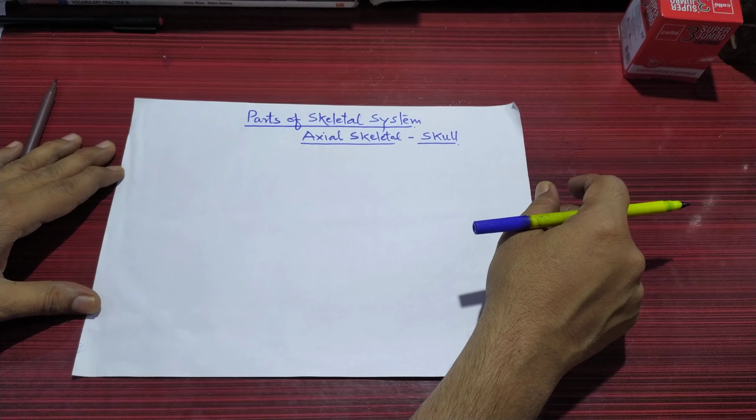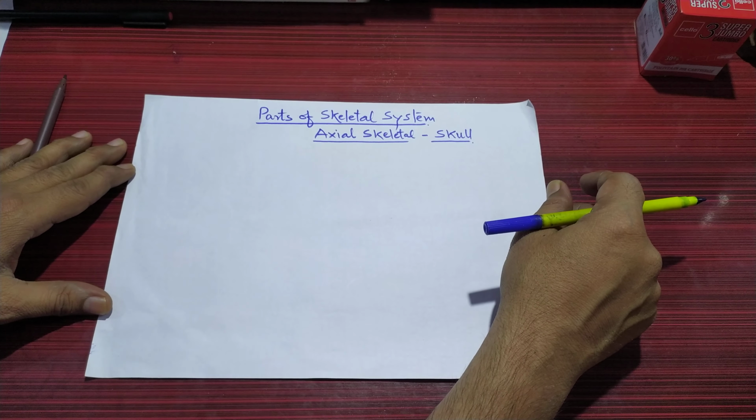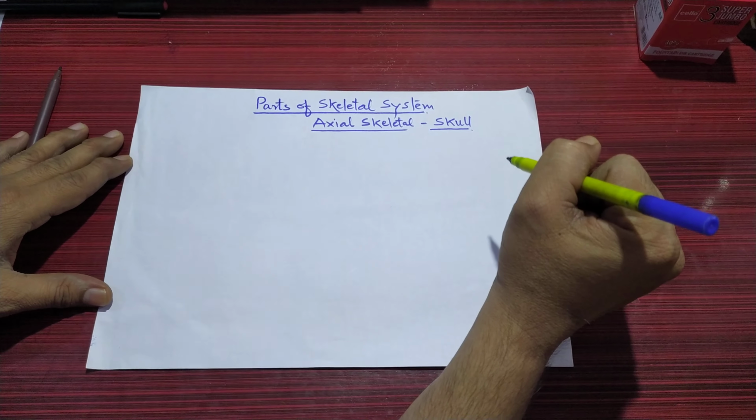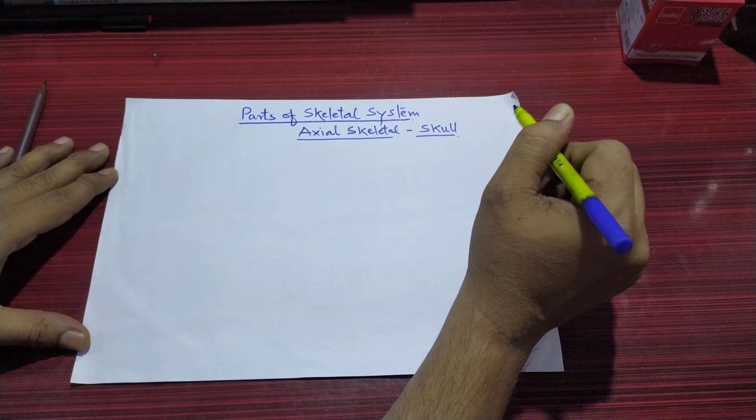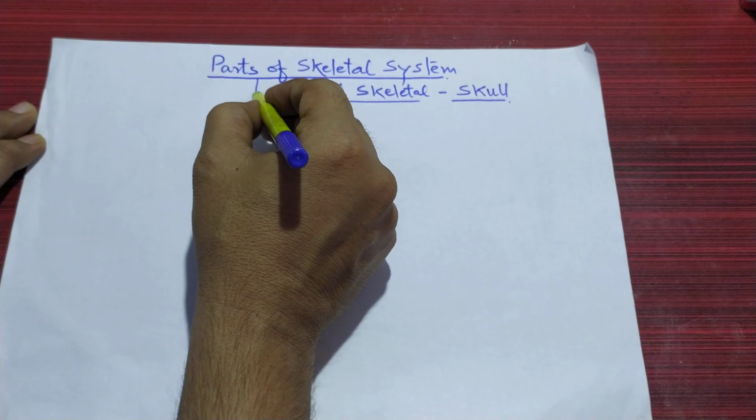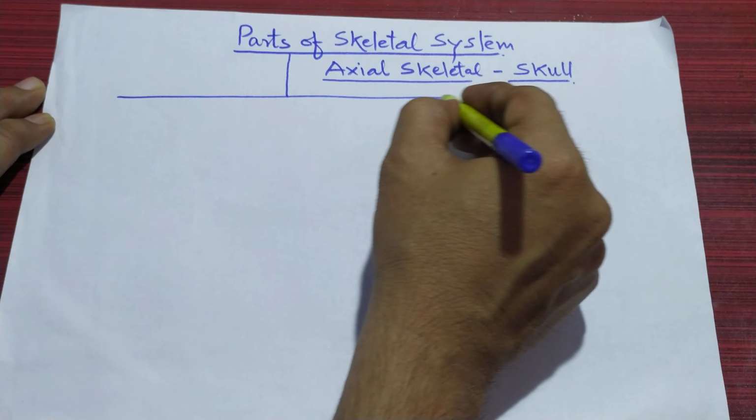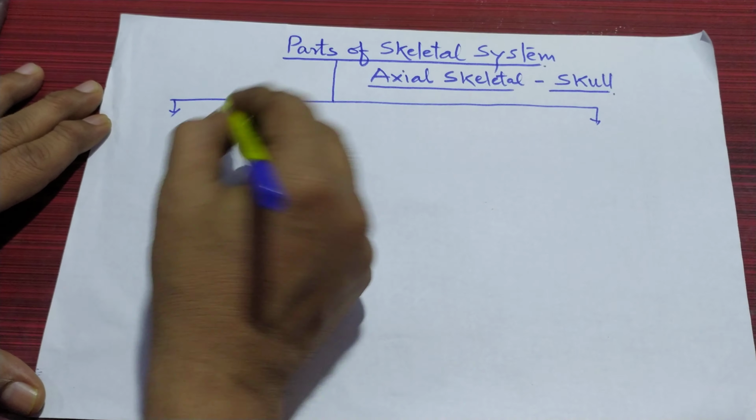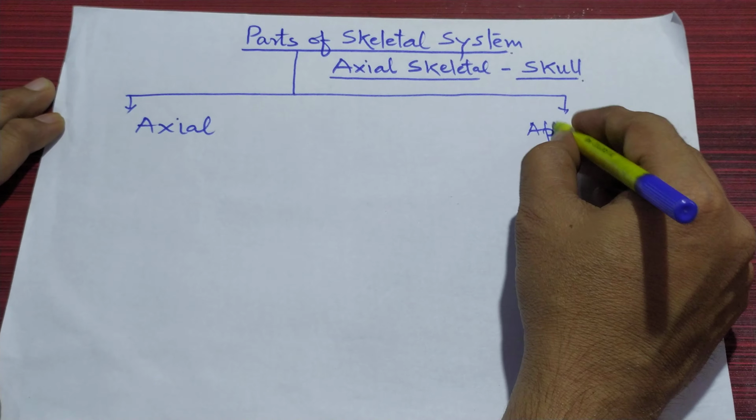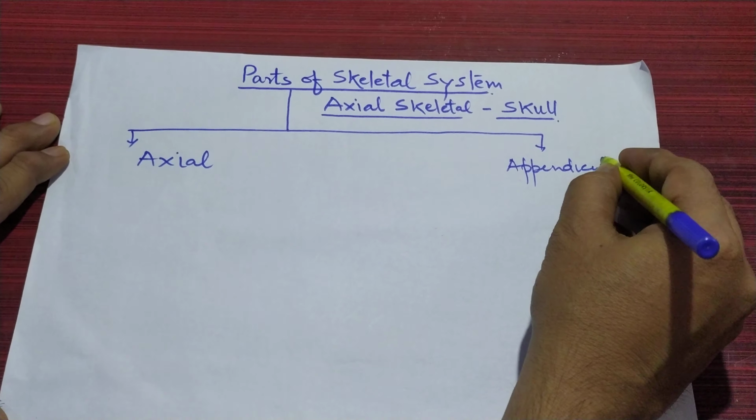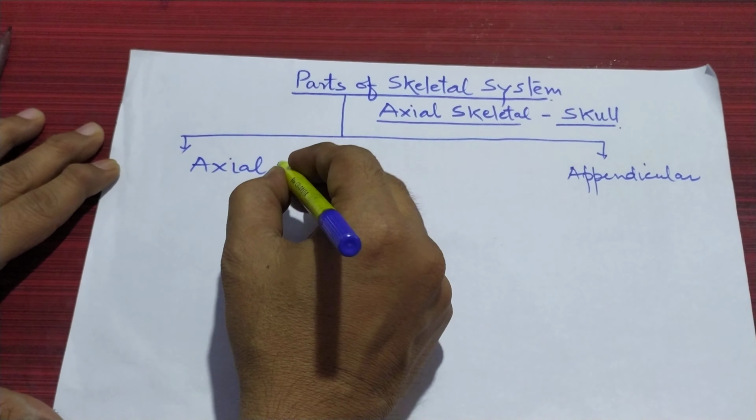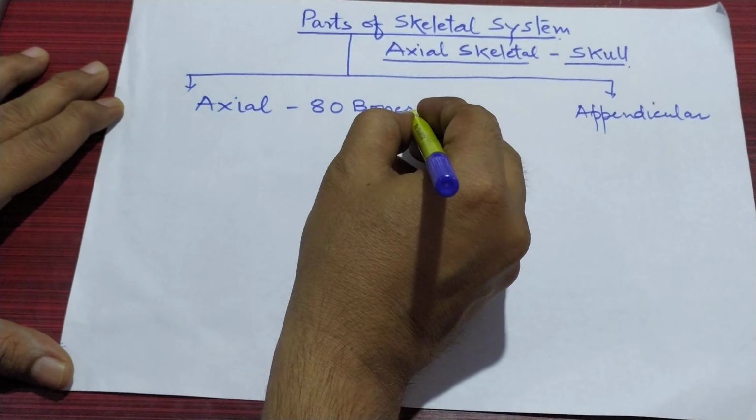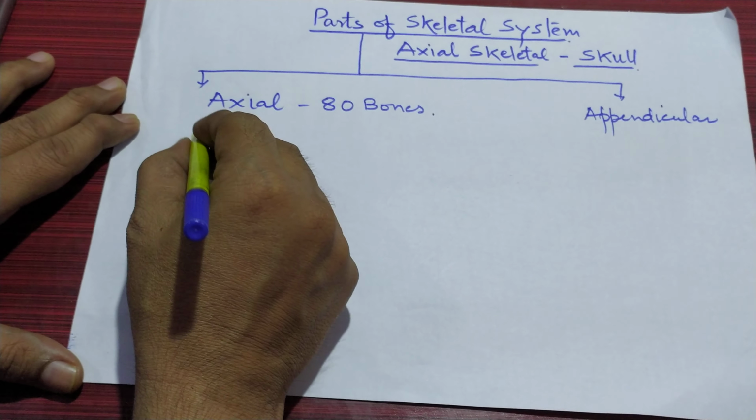Hello student, today we will talk about the parts of the skeletal system, and in this we have to talk about the axial skeletal system, the skull. As you know, the skeletal system is divided into two parts. One is the axial skeletal system and the second one is the appendicular skeletal system. In the axial skeletal system there are 80 bones, and these 80 bones are like this.